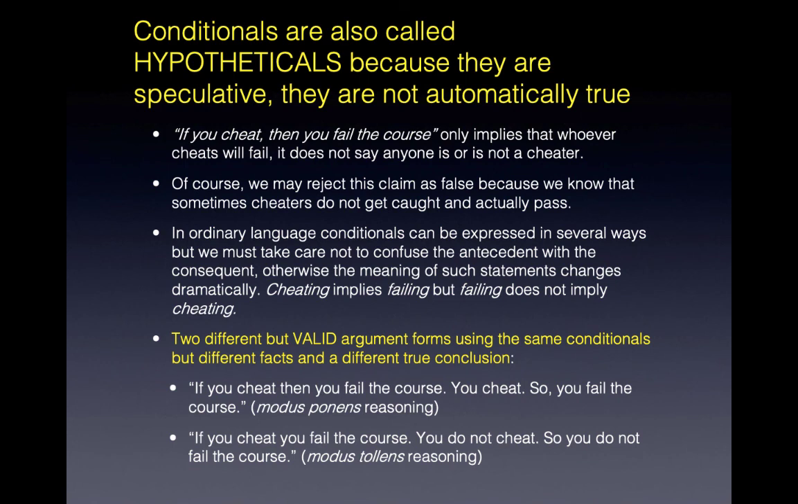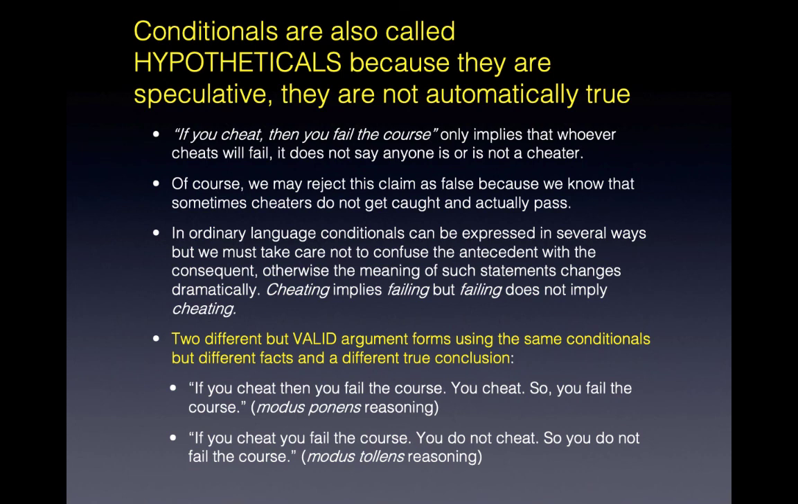Two different but valid argument forms using the same conditionals, but different facts and a different true conclusion, can be used here to illustrate the point. Argument. If you cheat, then you fail the course. You cheat, so you fail the course. This is modus ponens reasoning. Modus ponens is just Latin for the method of affirming. You're permitted to affirm the antecedent condition, you cheat, and then conclude the consequent, you fail.